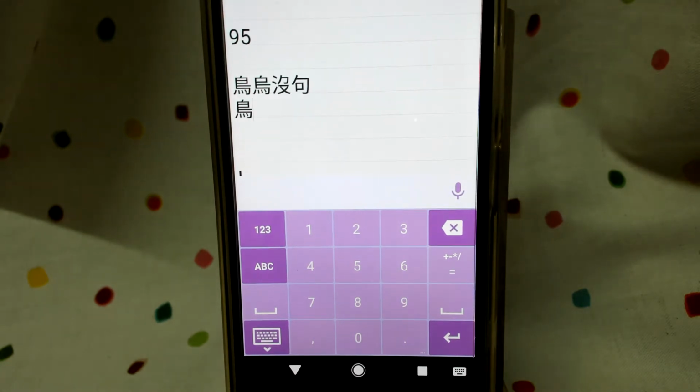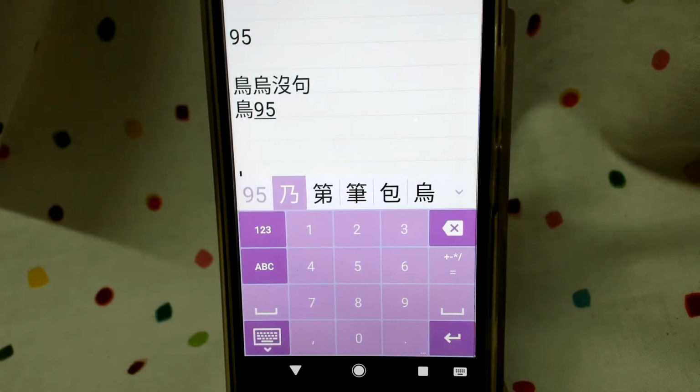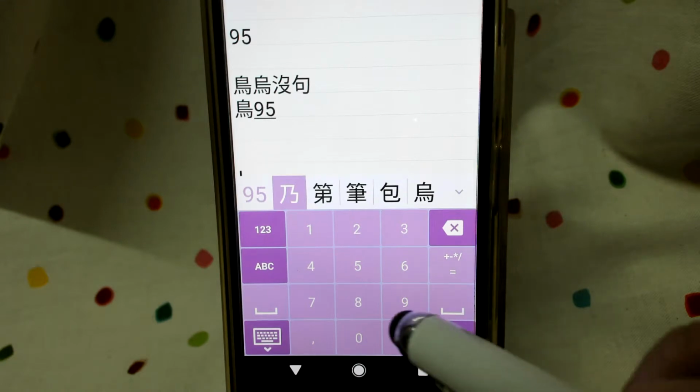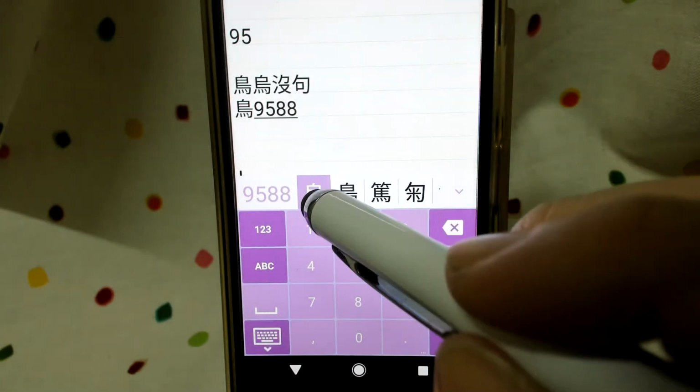Alright, next character, U, pretty much the same as Niao. So they have the same radical 9-5, and the rest 4 dots, fire 8-8. You pick this one here.